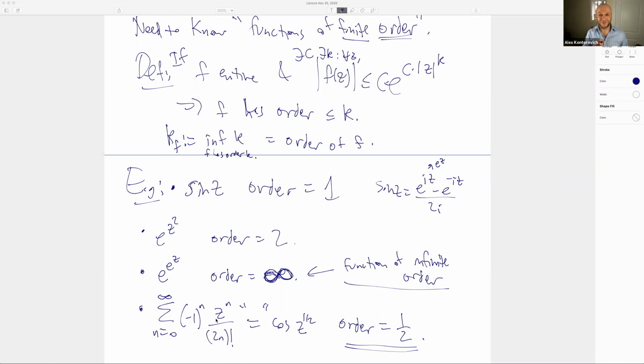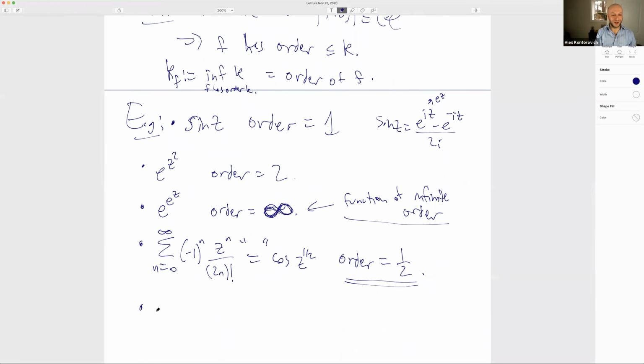Can I ask, if we had instead e to the iz, would it be finite order? No. Putting an i in e to the iz doesn't help, because z can also be negative iy. I see. Yep, great question. So it's about the entire behavior of z in any direction. Okay, maybe I'll make that remark. How about e to the iz still has order that is infinite?